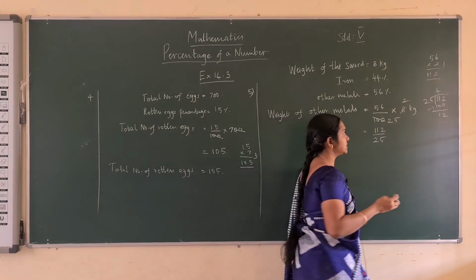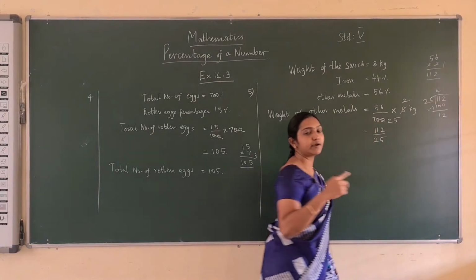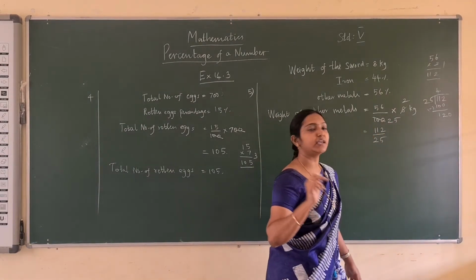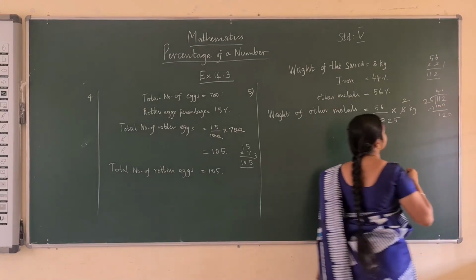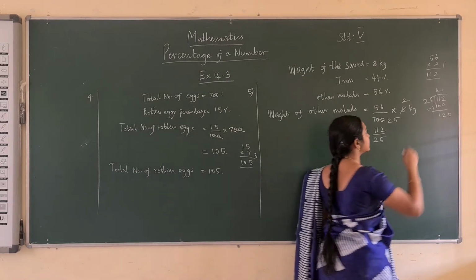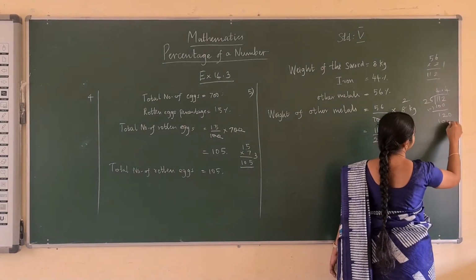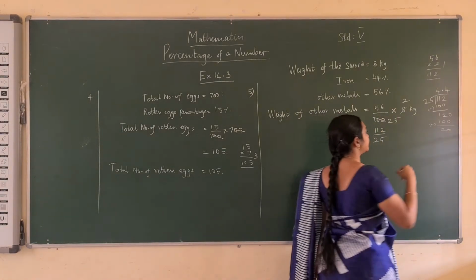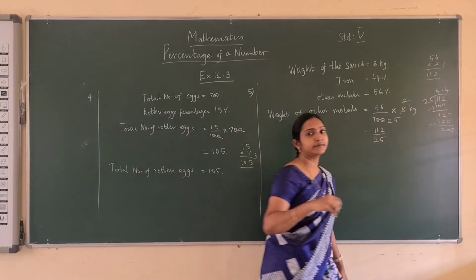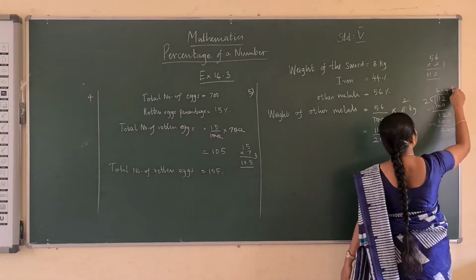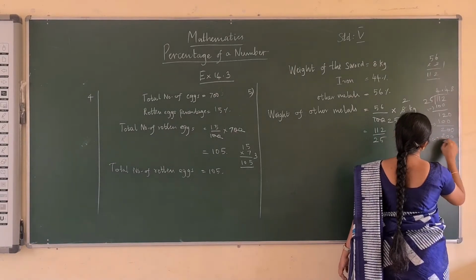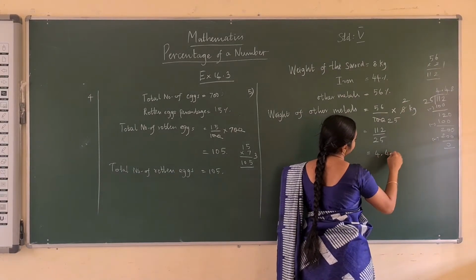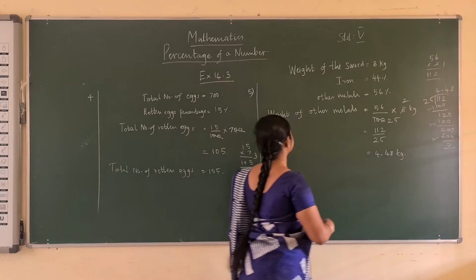Now we have to add 0 because 12 is less than 25. So we cannot divide. So add 0. If we are adding 0, we have to keep a decimal point in the quotient. Now divide. Again it is 4 into 25 is 100. While subtracting, the remainder is 20. Again add 0. So it is 200. 25 into 8 is 200. 200 minus 200 is 0. So it is 4.48 kilogram.